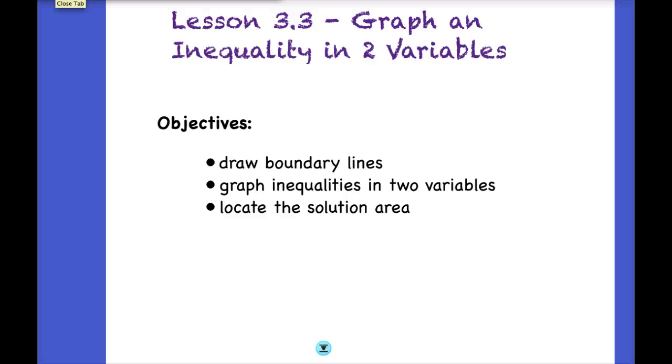Okay, welcome to lesson 3.3. Today we will be graphing an inequality in two variables. Our objectives are to draw boundary lines, graph inequalities in two variables, and then locate the solution area.